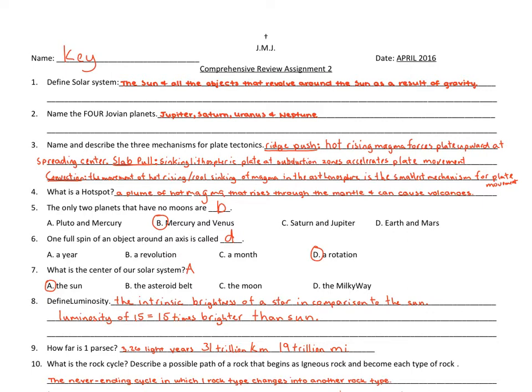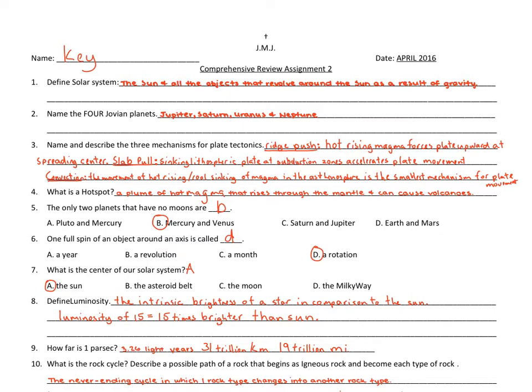Perfect. Name the 4 Jovian planets. That's Jupiter, Saturn, Uranus, and Neptune. Remember that the Jovian planets are going to be the gaseous, Jupiter-like planets. They all have ring systems. They all have multiple moons. Remember that they're on the outside of the asteroid belt. The asteroid belt's between Mars and Jupiter, so Mars is the last terrestrial planet. Get on the other side of the asteroid belt and you start with the Jovian planets.